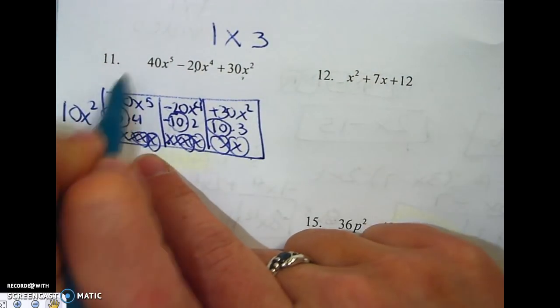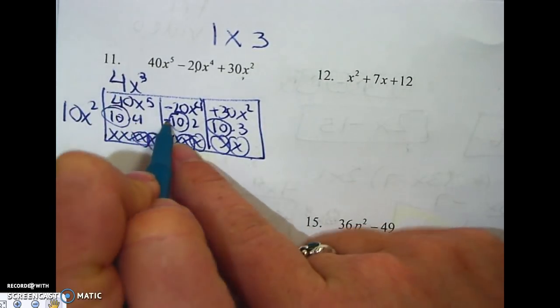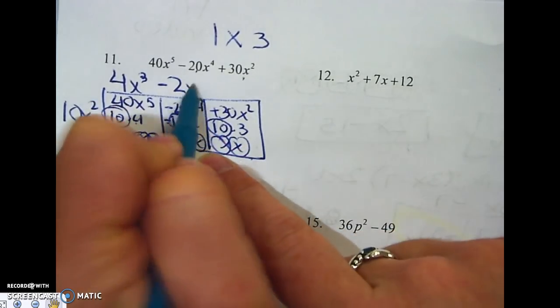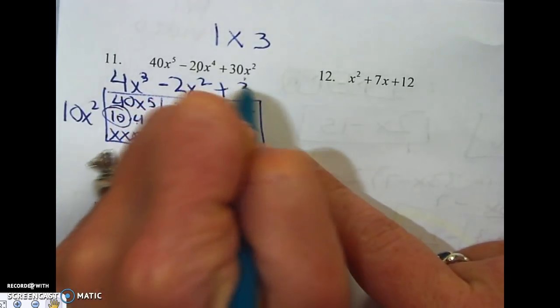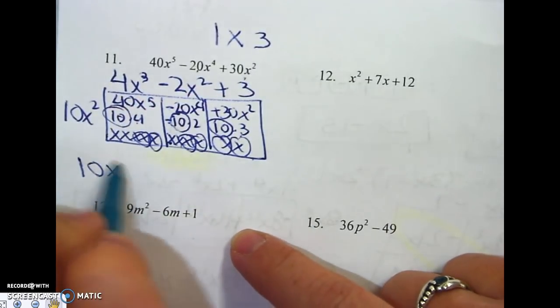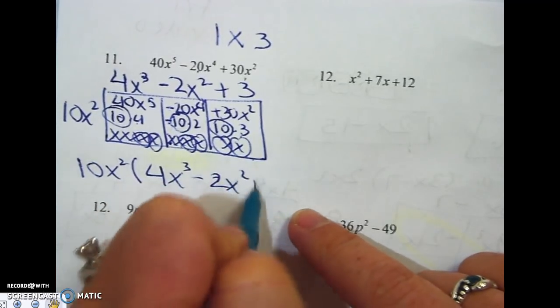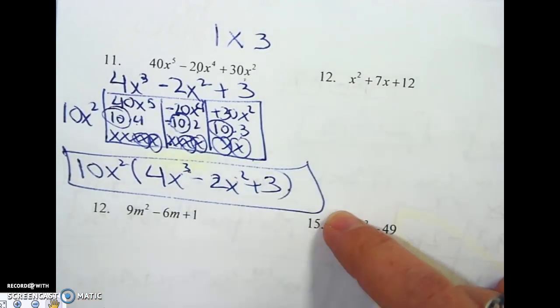Now I really have to focus here. I'm left with a 4, and I'm left with 3 x's. I'm left with a negative 2, and I'm left with 2 x's, and then I'm left with just a plus 3. So my answer is 10x squared, 4x cubed minus 2x squared plus 3. And it's in the right order: 3, 2, nothing.